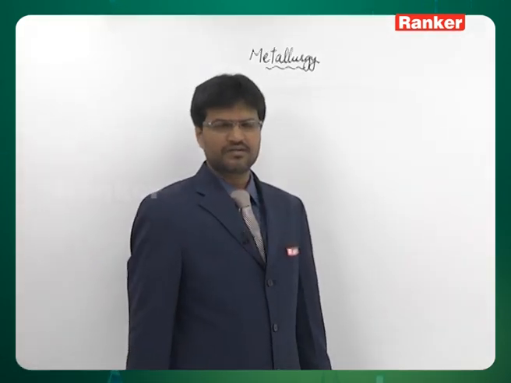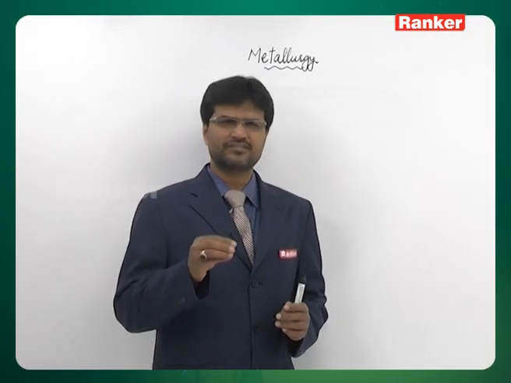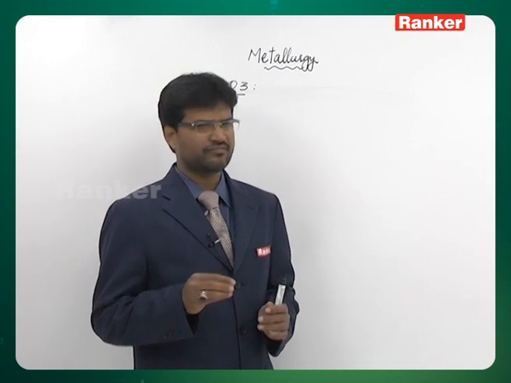Question number 3. Removal of gangue from an ore is known as? First option concentration, second option isolation, third option roasting, and fourth option calcination. Gangue is also called matrix. Removal of this siliceous impurity from the ore is called concentration of ore.